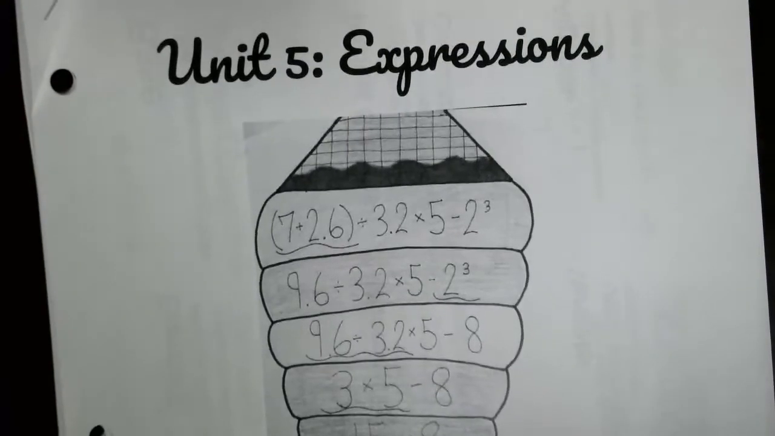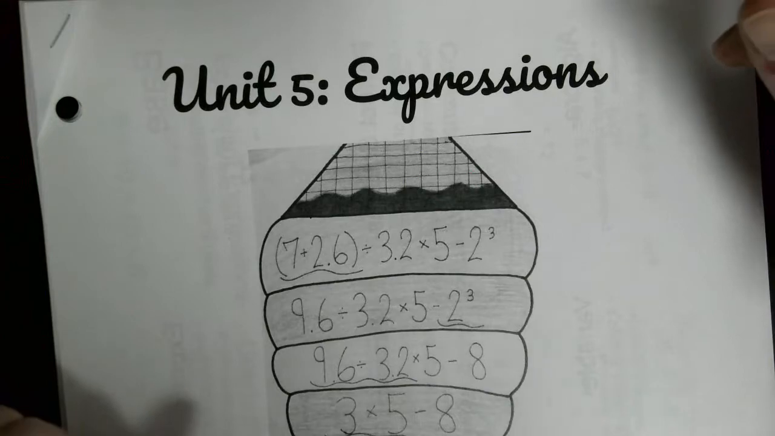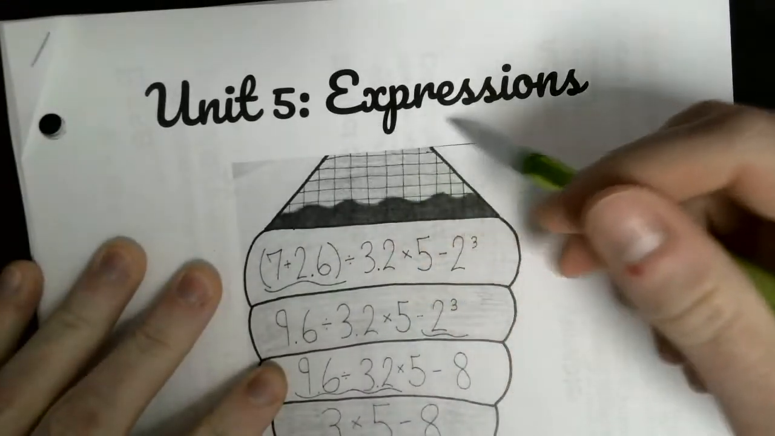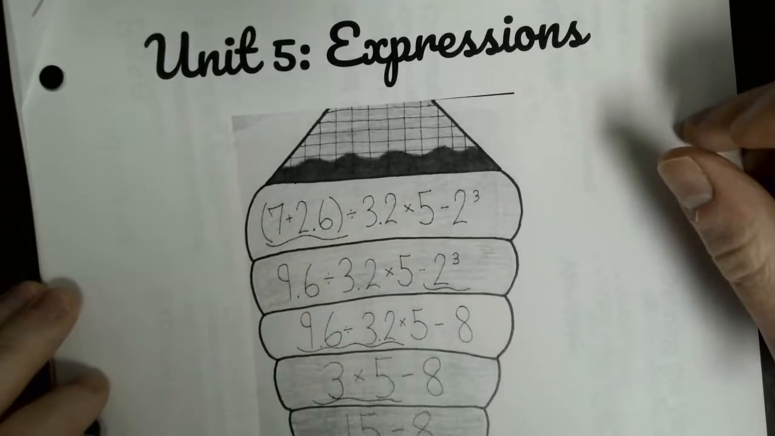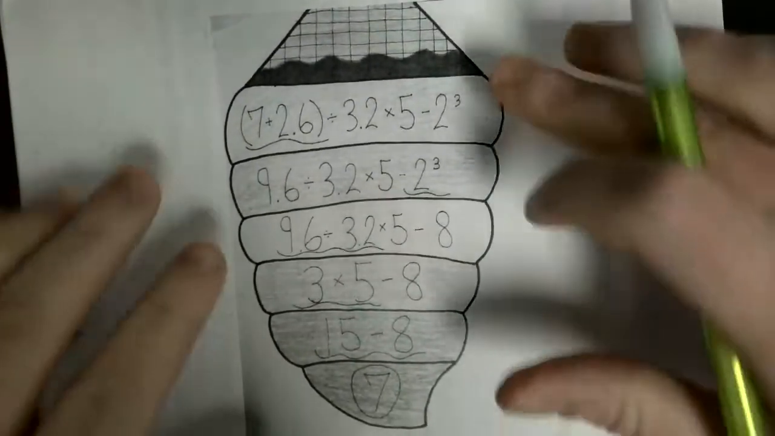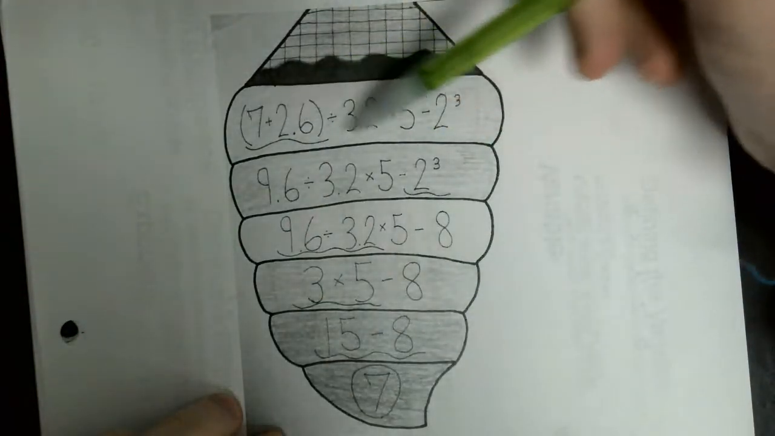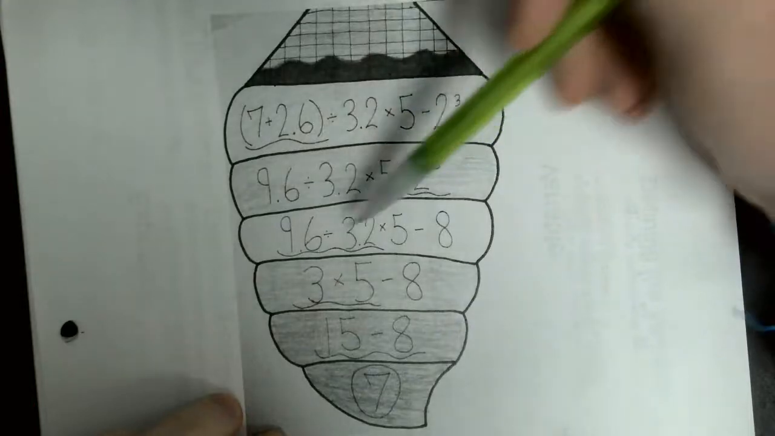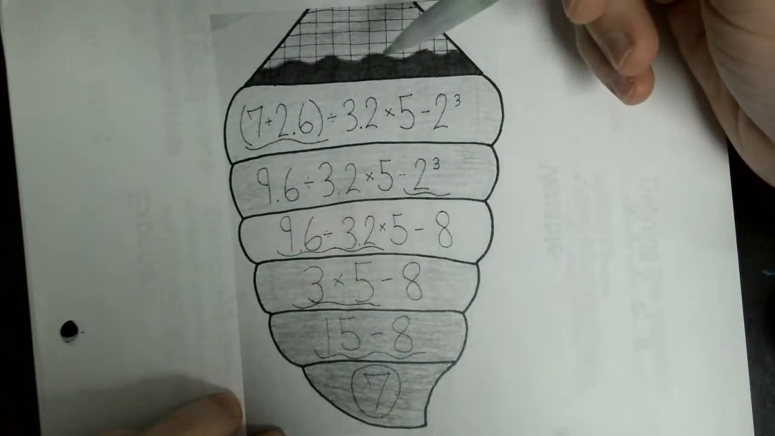Right, if you were absent today, this is the first lesson of Unit 5, Expressions. Now, before we get into the packet, I just want to explain what an expression is. You can see here on the top an upside-down ice cream cone, and in each row of the ice cream cone is an expression. An expression is any combination of numbers and operations.